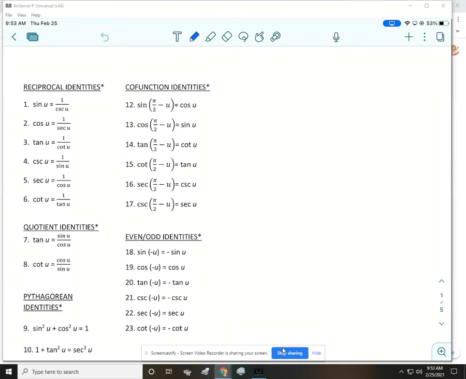All right, so we're finishing up the lessons on 5.1 today. So this is going to be lesson 5.1D, and we are going to be adding fractions containing trig expressions.